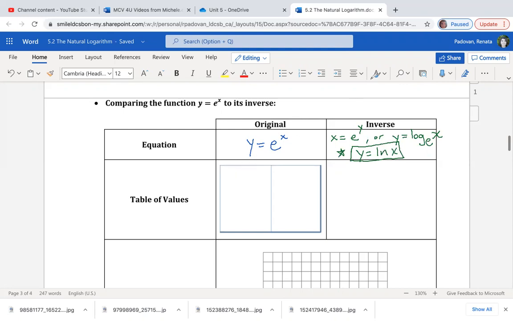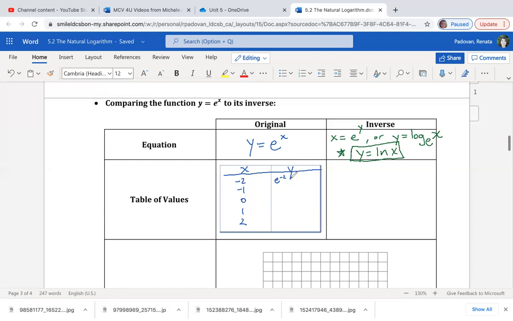So if I had a table of values, I would have x first and then y, and I would use some negative and some positive numbers. This is what we usually use, -2 to 2. So this would be e to the exponent of -2. You have to use your calculator, depending on how you do it on your calculator.